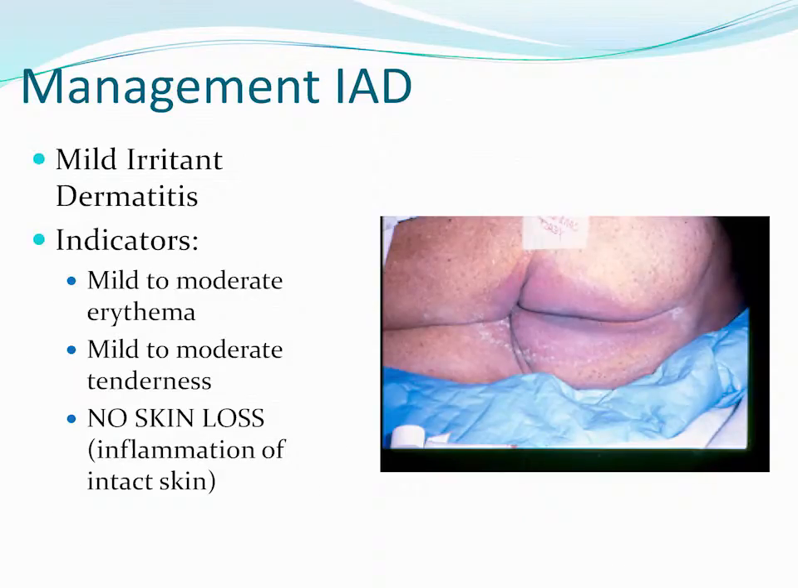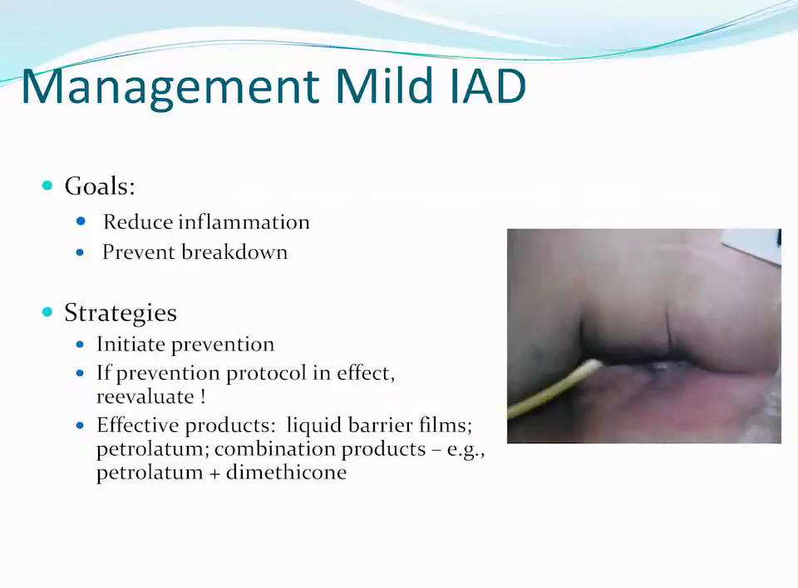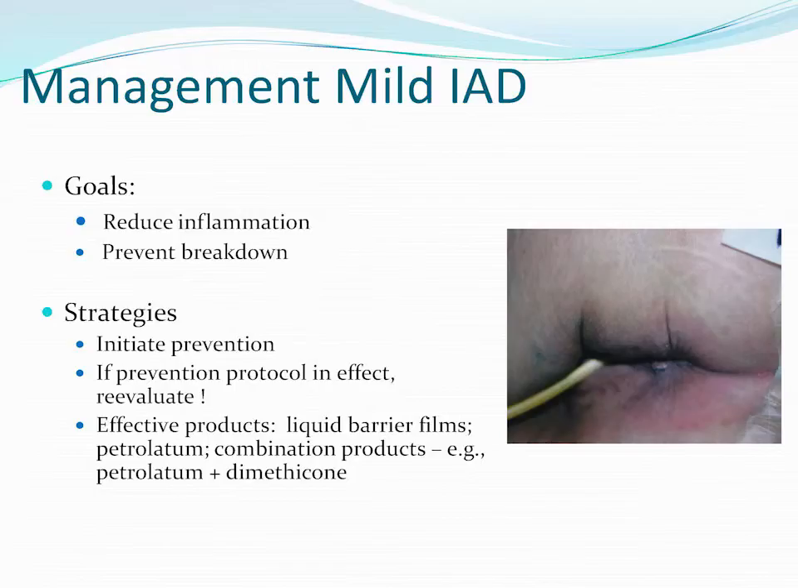Mild irritant dermatitis means you can see that there's inflammation, you've got redness, you've got tenderness, the patient starts to pull away when you're cleaning them up, and you can see that the skin's inflamed. But at this point, you have no skin loss. So your goal is to interrupt the cycle, prevent any progression, and don't let them move into actual skin loss and severe dermatitis. If a prevention protocol is not in effect, you're going to initiate a prevention protocol.